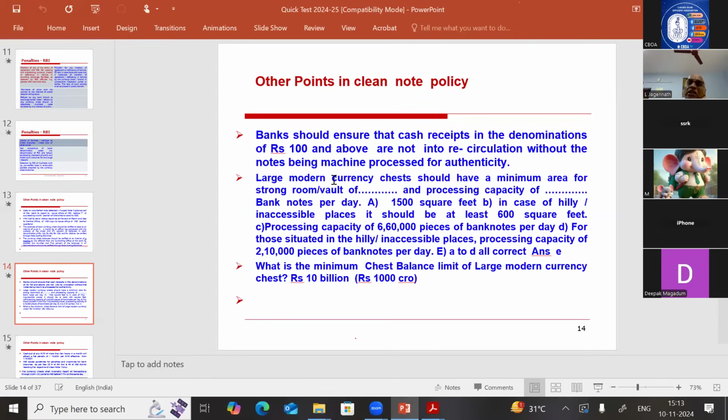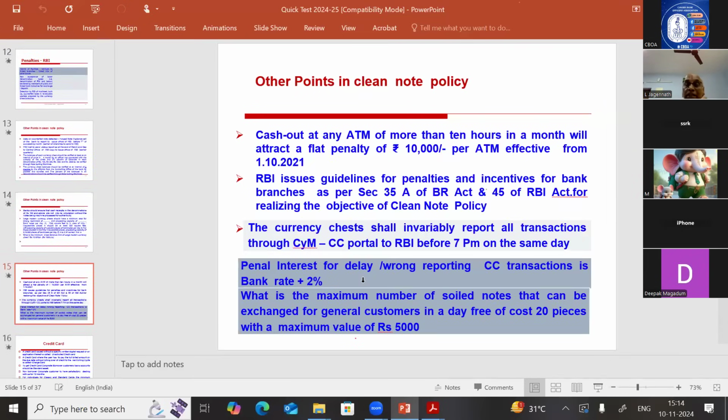Non-chest bank branches, if they remit to the currency chest bank branches, and if the currency chest is a large modern one, then that bank will get a commission of 8 rupees per 100 pieces. Other than large modern, the currency chest bank will get 5 rupees per 100 pieces. Then what is the minimum chest balance? They asked this once. What is the minimum chest balance limit of a large modern currency chest? Rupees 10 billion, or we call it 1000 crores.